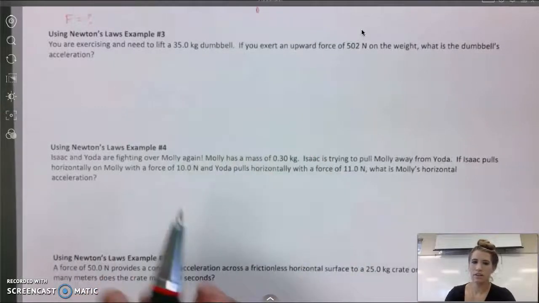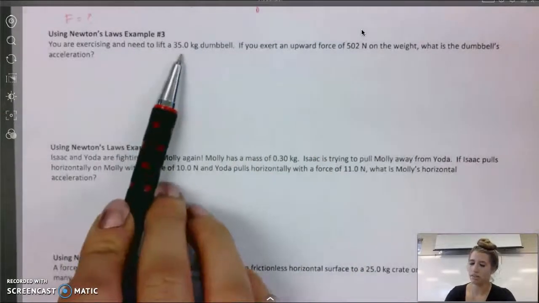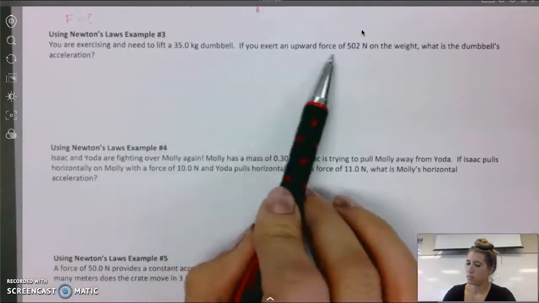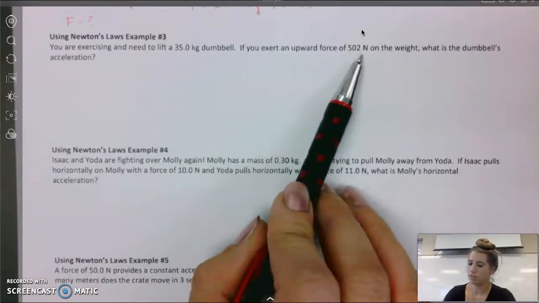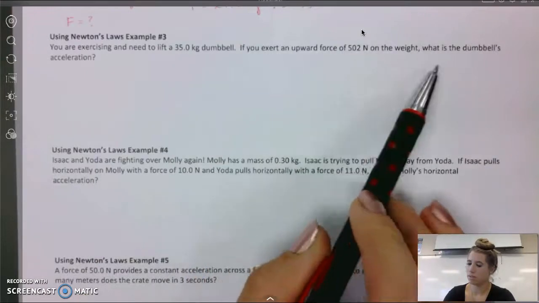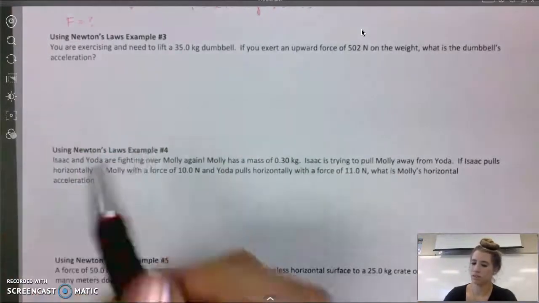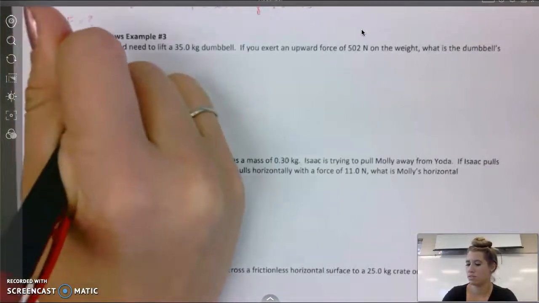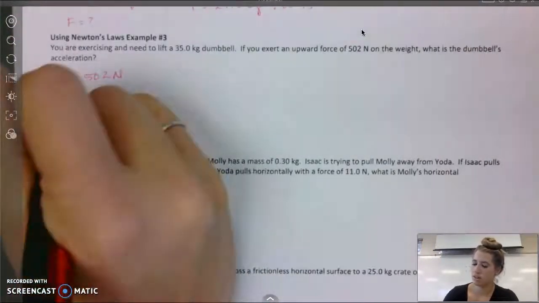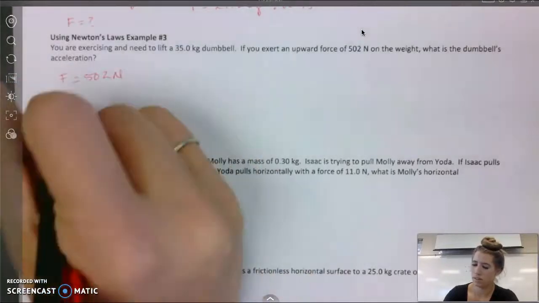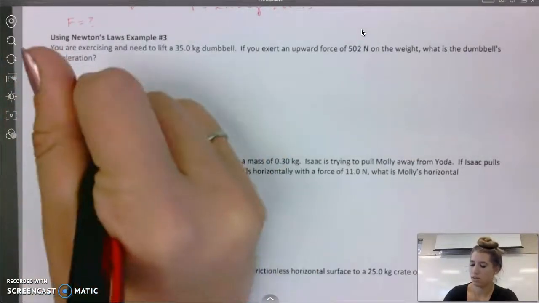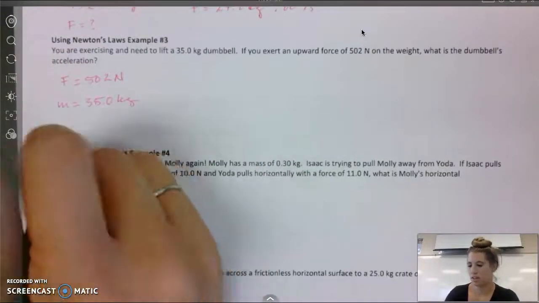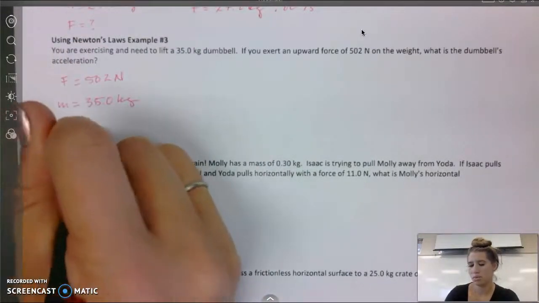You're exercising and need to lift a 35 kilogram dumbbell. If you exert an upward force of 502 newtons on the weight, what is the dumbbell's acceleration? So we know that force is 502 newtons, and we know that the mass is 35 kilograms, and that the acceleration is what we're solving for.